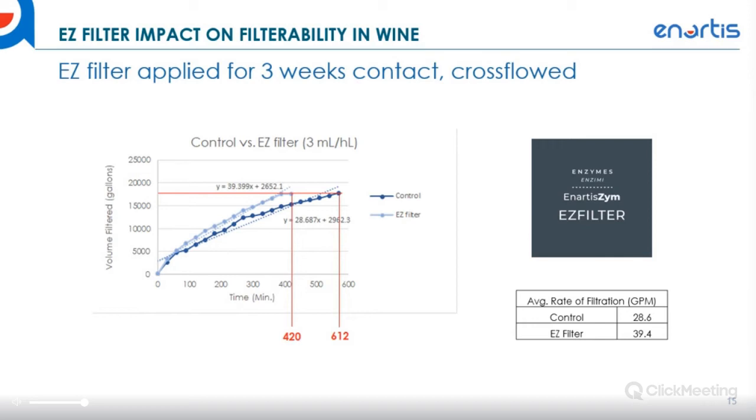The glucanase activity, we know, improves the release of mannoproteins from yeast. It improves protein stability when it's used in the juice. In fact, we've seen some juices that come out of fermentation that were treated with the Easy Filter with significantly less bentonite requirements. So it's a pretty awesome tool for winemakers in terms of ease of use and improving their process.